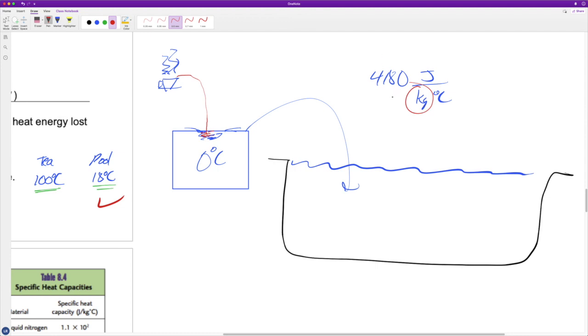So in order to change a pool, let's say your pool is 10,000 liters. 10,000 liters is equal to 10,000 kilograms of water, right? So you need to multiply this number by 10,000, and that is how much energy is required to change the pool temperature by 1 degree Celsius. So that's why it takes such a long time to heat up your pool in the summer, because it takes a huge amount of energy in order to do that. So it's not just about the temperature, it's also about the amount of stuff.